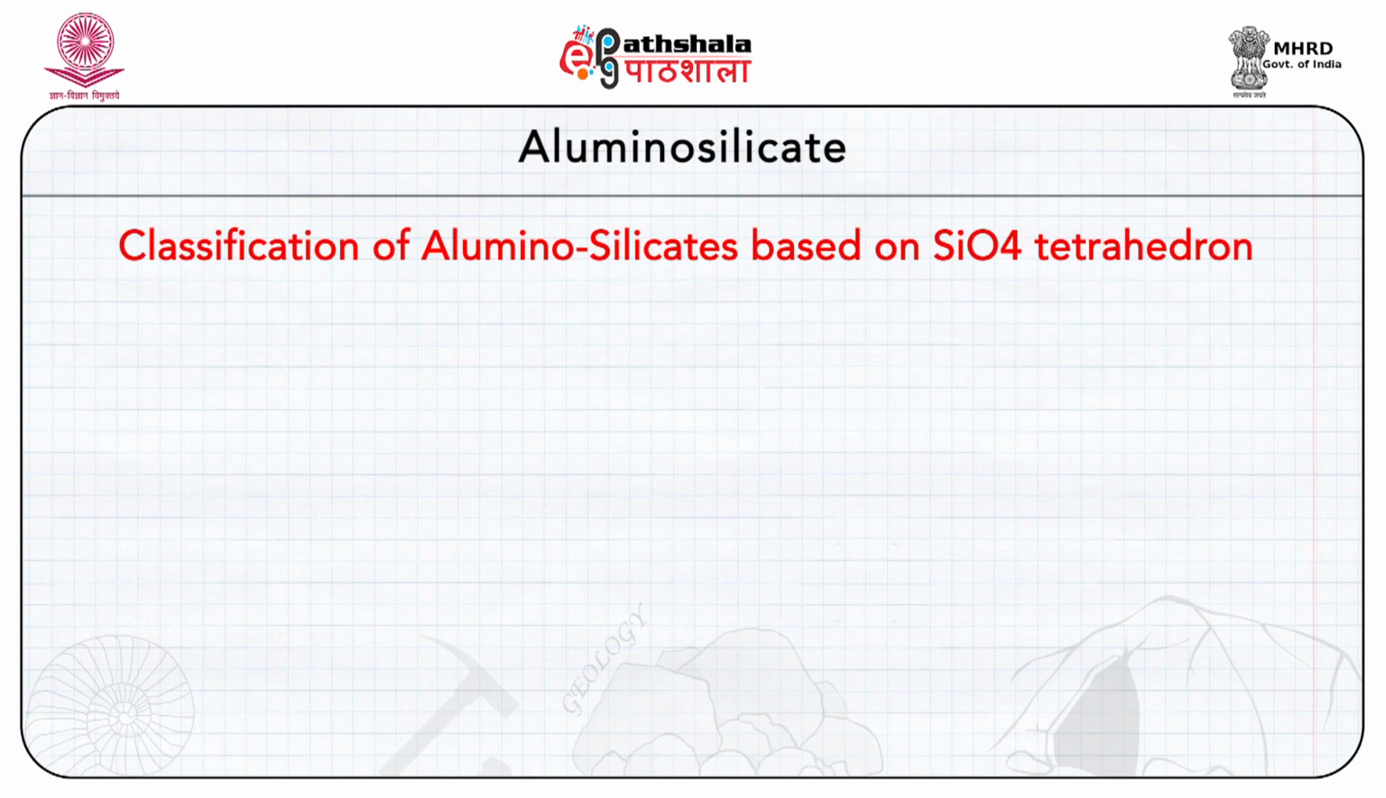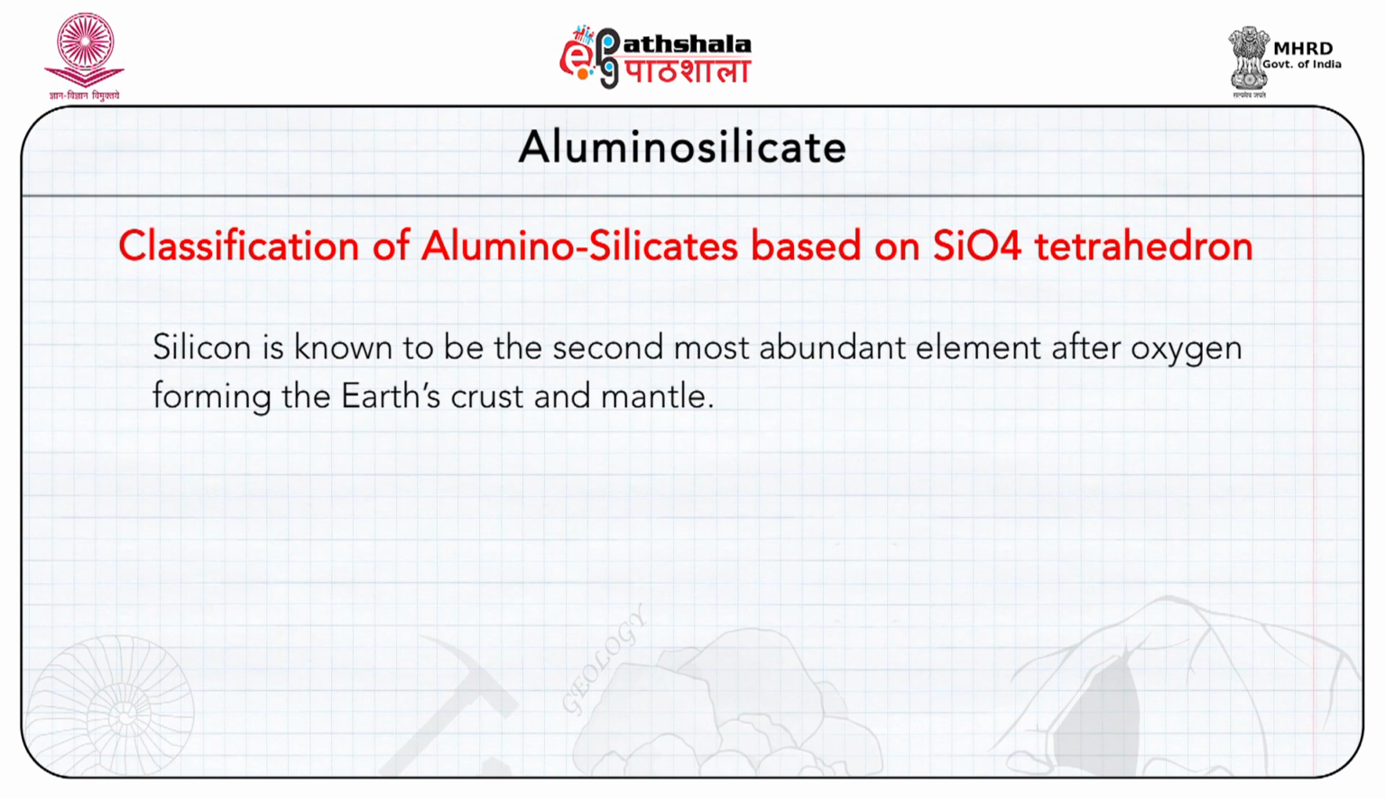Students, first we will talk about the classification of aluminosilicates based on SiO4 tetrahedron. Silicon is known to be the second most abundant element after oxygen, forming the Earth's crust and the mantle. Silicate minerals predominate in the vast majority of rocks of the Earth's crust, as the silicon-oxygen bond is considered to be stronger than any other bond prevalent amongst oxygen and any other element.